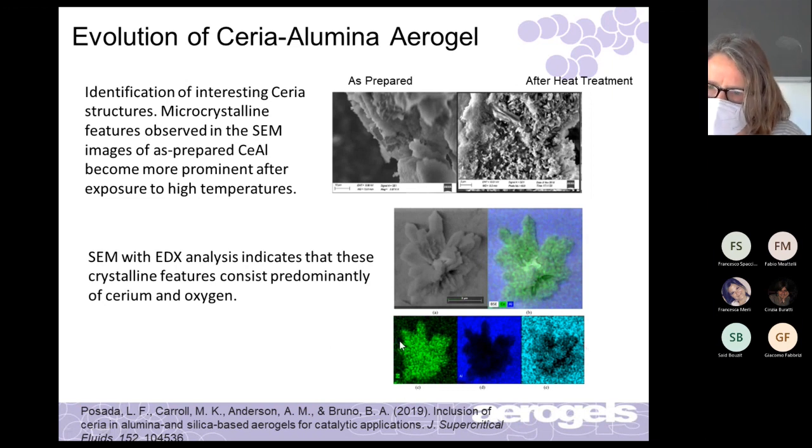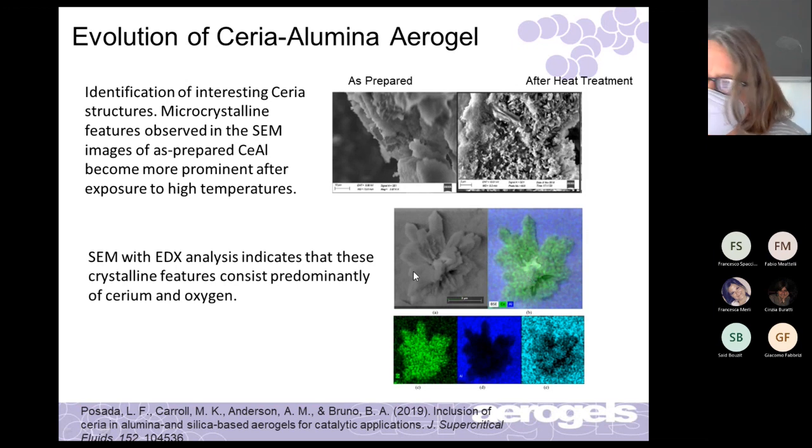So we have separate images of each. So this is all just the cerium. This is all just the aluminum. And this is the oxygen. So it tells us that this, in fact, because we have aluminum and oxygen, is alumina. So this background is that alumina aerogel material that we made. And then we also can tell where we overlap the cerium and the oxygen, which means we have ceria.